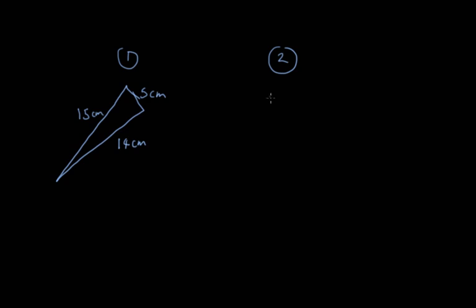This means we can test if a triangle is truly right-angled using Pythagoras. So we've got the first triangle here, with sides 5 centimetres, 14 centimetres and 15 centimetres, and then we've got triangle 2, with sides 5 centimetres, 12 centimetres and 13 centimetres.